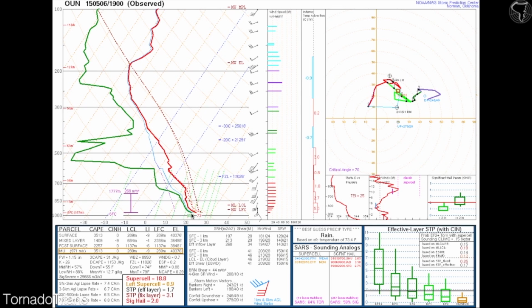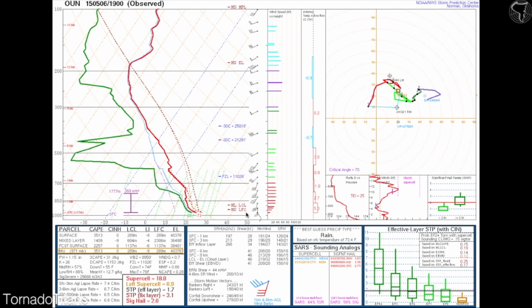Your LCLs are pretty reasonable. Your MLCL, mixed layer, it's up in here. So that's about where your cloud bases are, just below the 850 level. And then you take a look at the helicity, 197 and 213. Pretty good. 6 kilometer shear, 41. So you've got plenty for supercells on the very basic level.